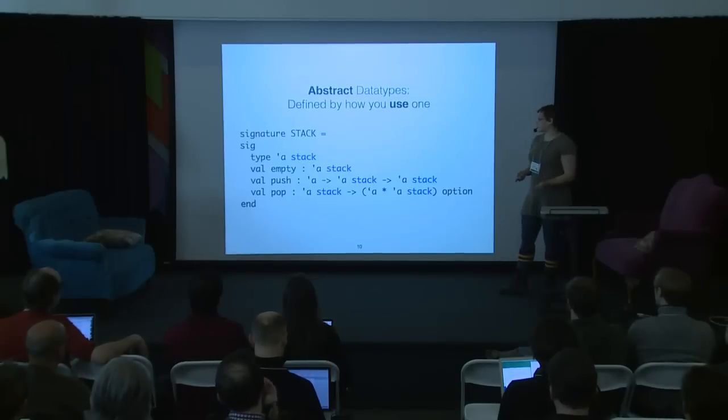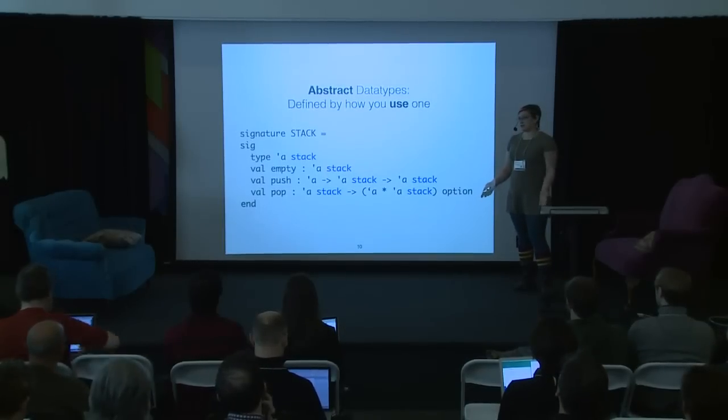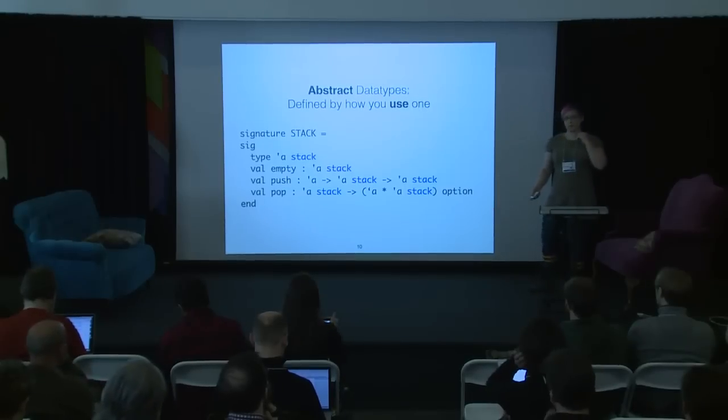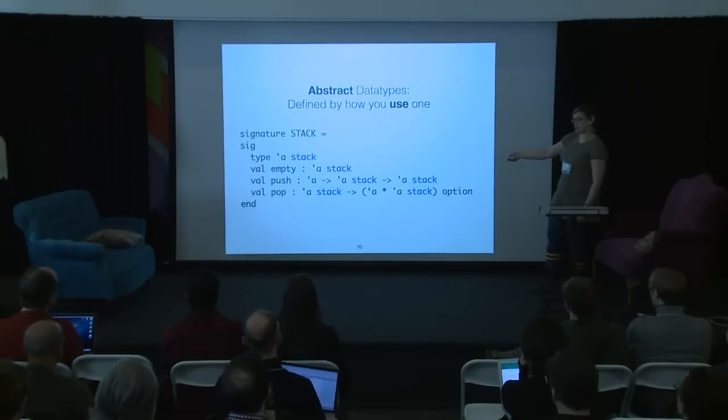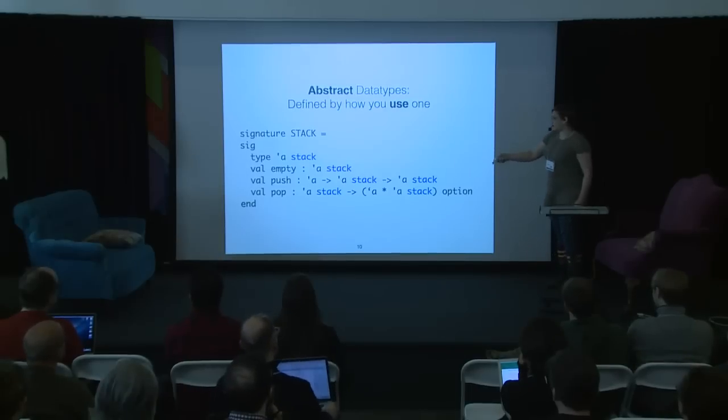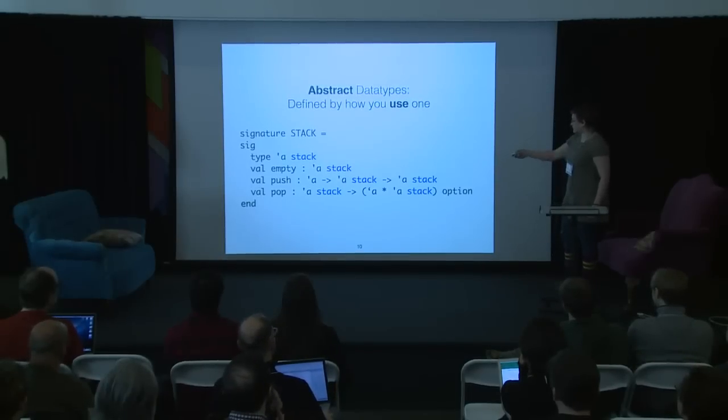So this is a signature in standard ML, which is an abstract data type that can have one or several implementations. The way that we define this new type is, does this laser work? Can everyone see the laser? Yeah, okay. So the way we define, no, the laser is being finicky.